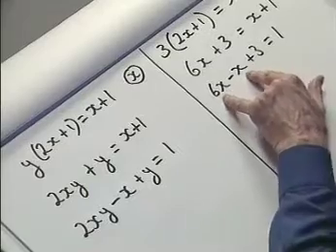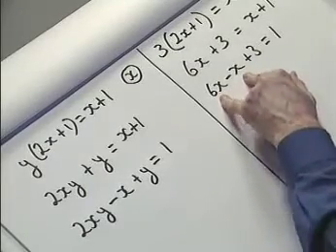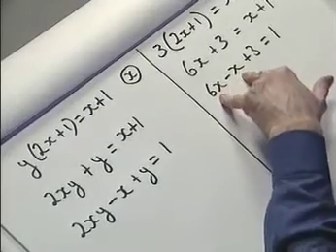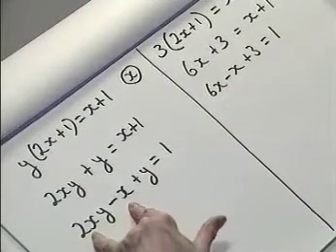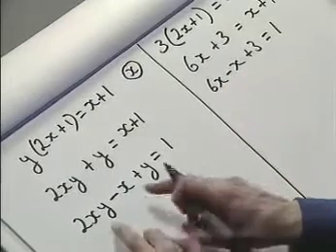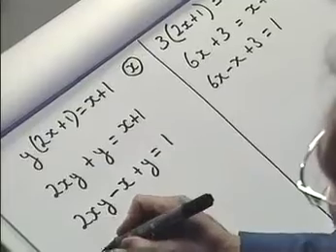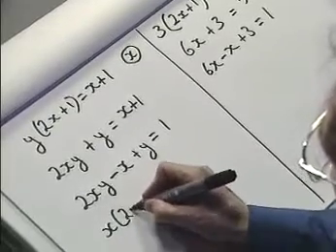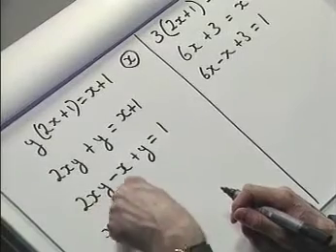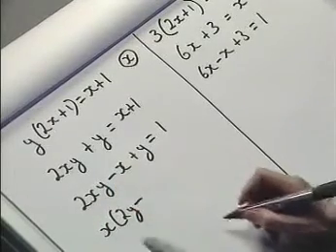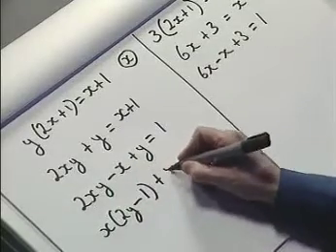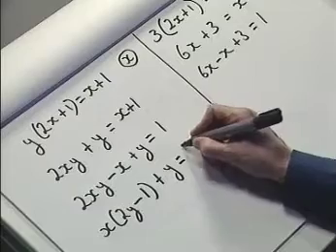Now, I would naturally want to combine these two in some way. 6x minus x is just 5x. I can't really do that at this side, but what I can do is gather together the terms in x by taking out x as a common factor. So we take out x from this as a common factor, and the other factor is 2y minus, and taking x out of there is 1, plus y equals 1.